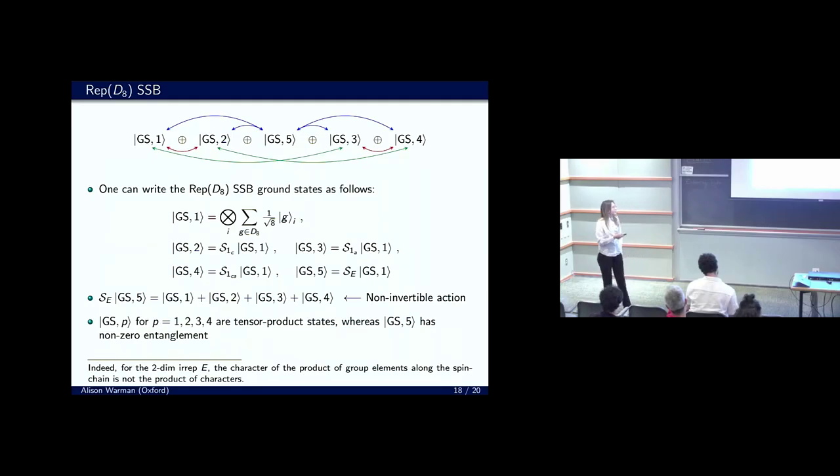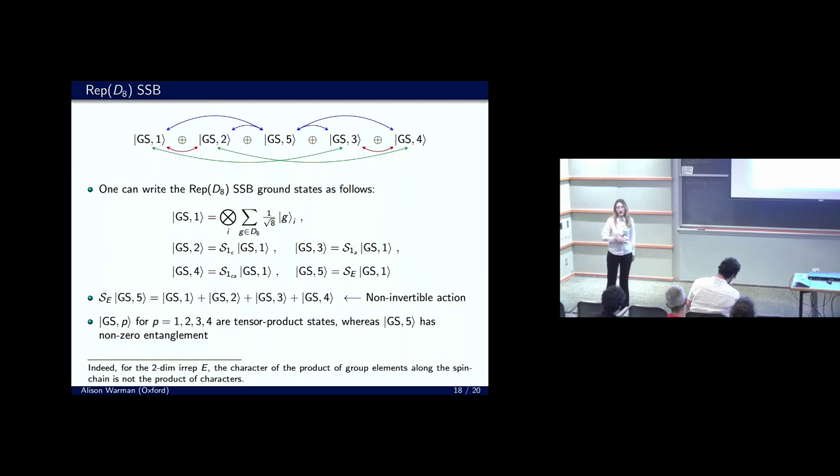And we see indeed that it's non-invertible because if we act on GS5 with SE, we have here the fusion of SE with itself, which is the sum of the 4 one-dimensional irreps, so we get the sum of these other 4 ground states. Now, an interesting feature is that while these first 4 ground states, the ones associated to the one-dimensional irreps, are just tensor products of these superpositions with some minus signs for these other irreps, SE can't be written as a tensor product.